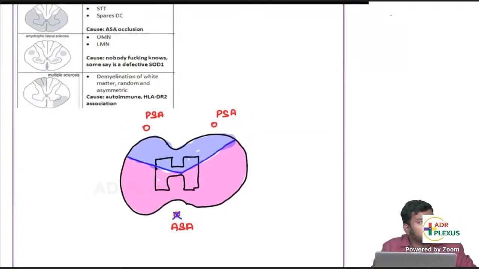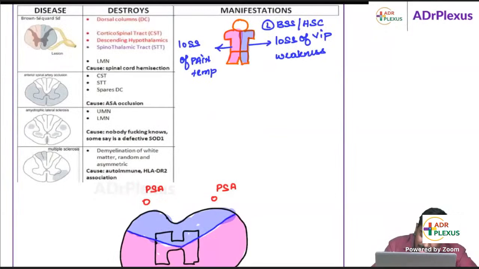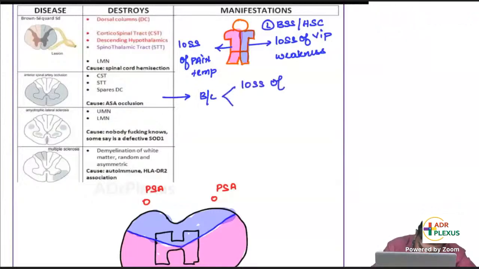Yes, this is Beck syndrome. Very good. Okay, anterior spinal artery is getting involved, then the patient is going to have bilateral loss of pain and temperature and bilateral weakness will be there. Clear? Also called Beck syndrome.